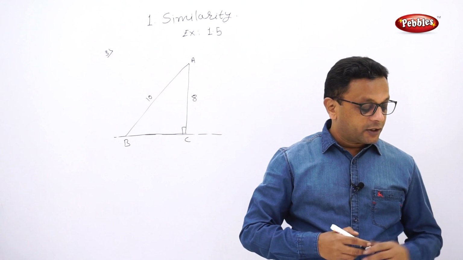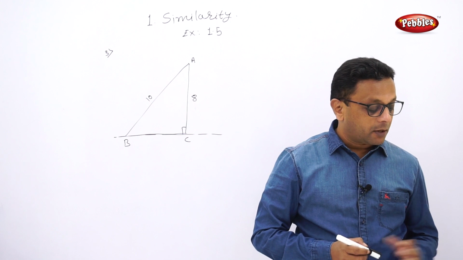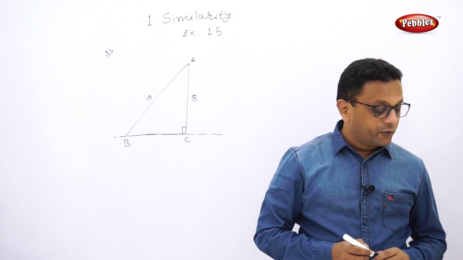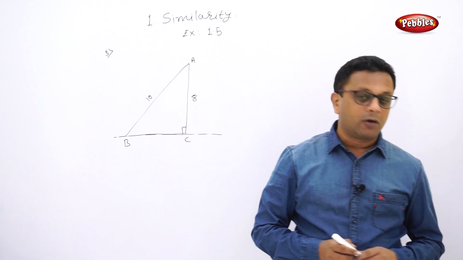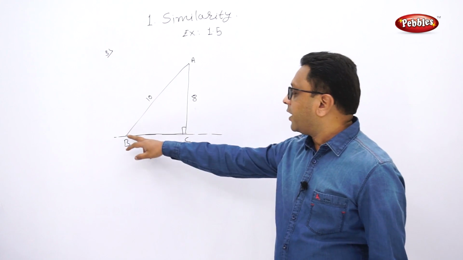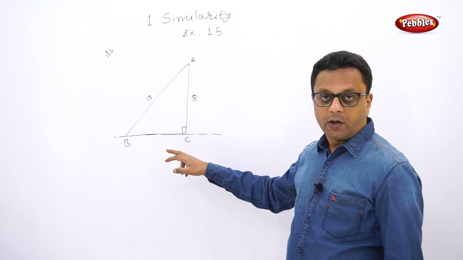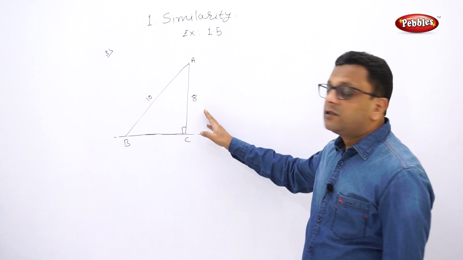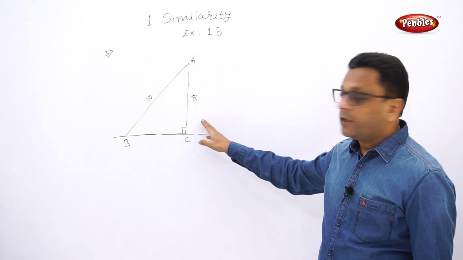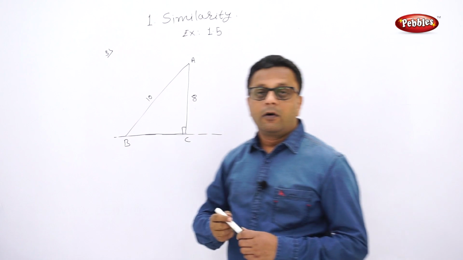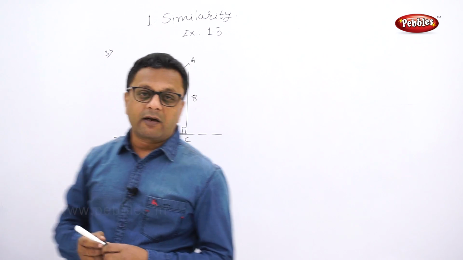A ladder 10 meters long reaches a window 8 meters above the ground. Find the distance of the foot of the ladder from the base of the wall. Very, very simple. You have to find this distance. Okay. Now, this is the very simple figure. This is a word problem of Pythagoras theorem, or maybe a right angle triangle.